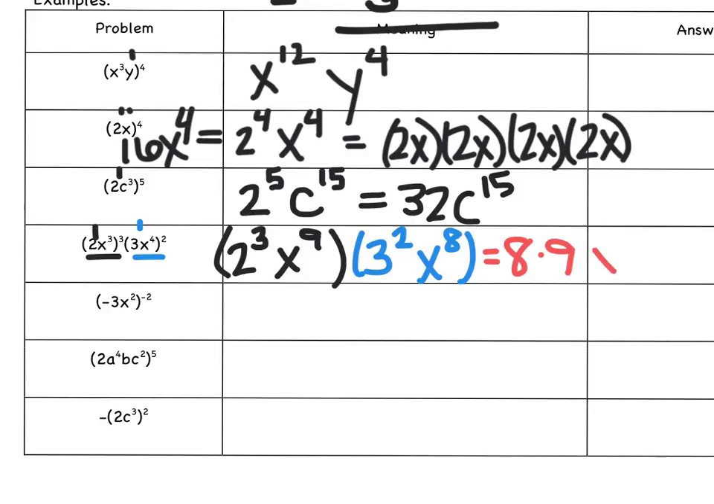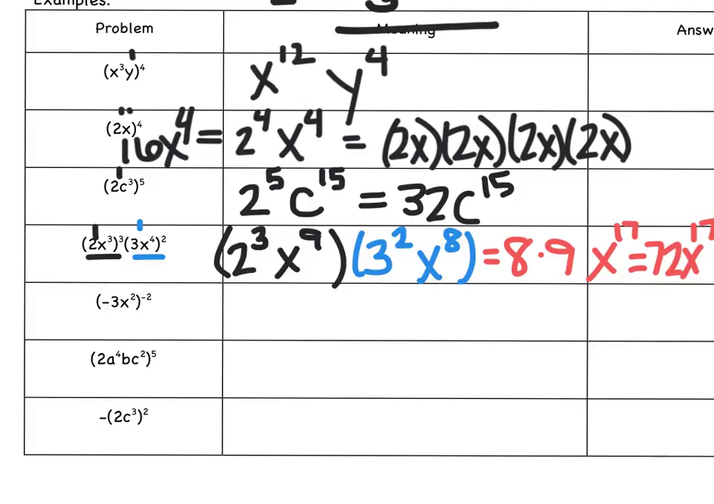And then x to the 9th times x to the 8th. If we remember our 7.2 lesson, we've got 2 exponents with the same base. We add our exponents, so x to the 17th. Altogether, 9 times 8 is 72, x to the 17th power.